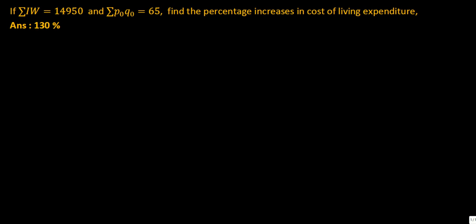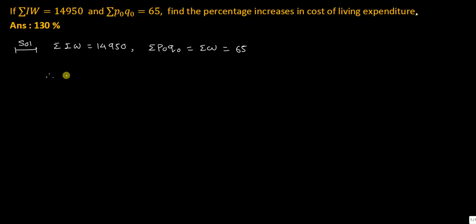Our next sum is based on the previous sum. If sigma IW equal to 14950 and sigma P0Q0 equal to 65, find the percentage increase in cost of living expenditure. Okay, here the cost of living, total expenditure is given. Okay, see in solution. First, sigma IW is given by 14950 and sigma P0Q0 equals what? It is equal to sigma W. Sigma W equal to 65.